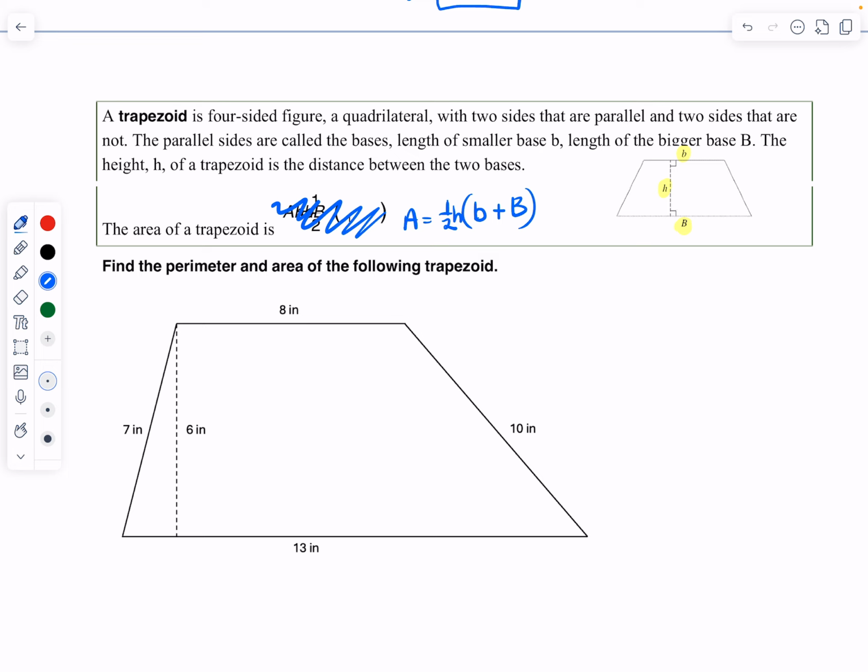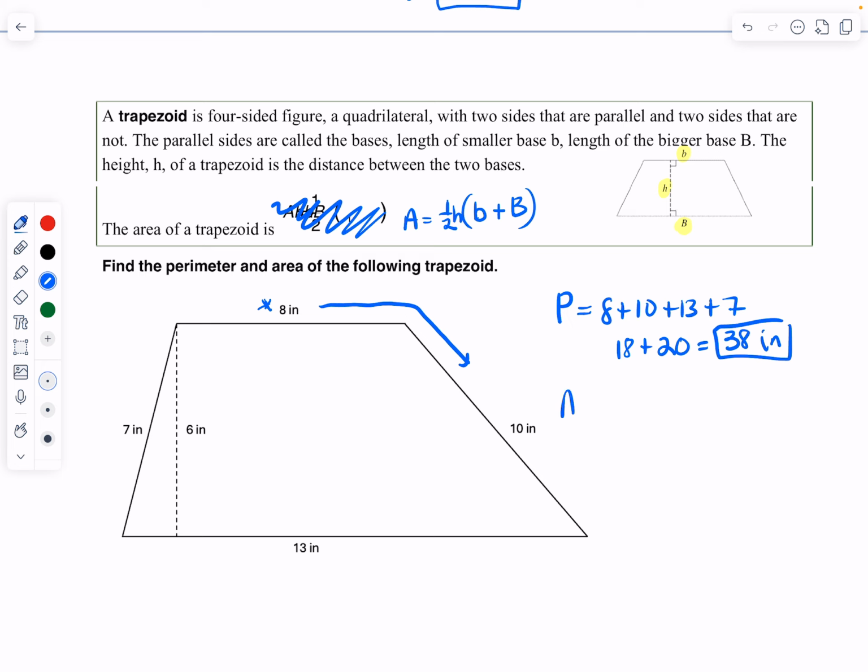Okay, so it says find the perimeter and area of the following trapezoid. So perimeter, remember, is distance around, so I'm going to add. I'm going to start here, and work my way clockwise. So 8 plus 10 plus 13 plus 7. 8 and 10 is 18, plus 13 and 7 is 20. When I add those up, I get 38 inches. So the perimeter of this figure is 38 inches.